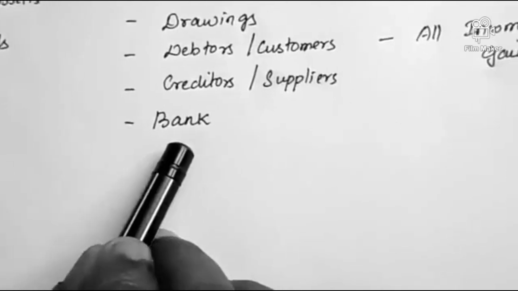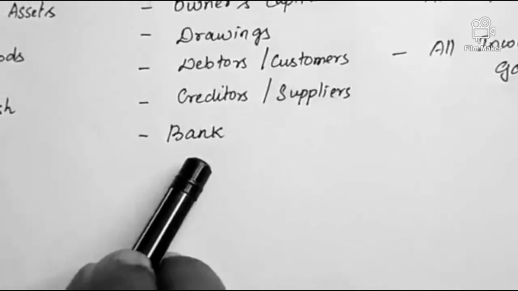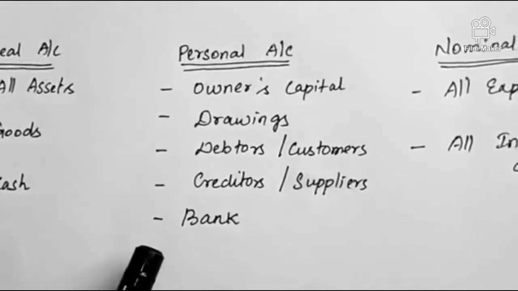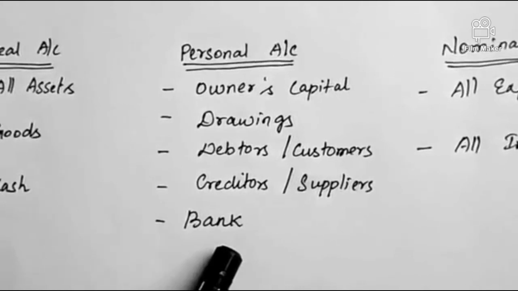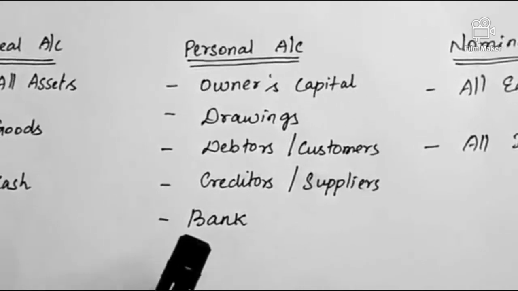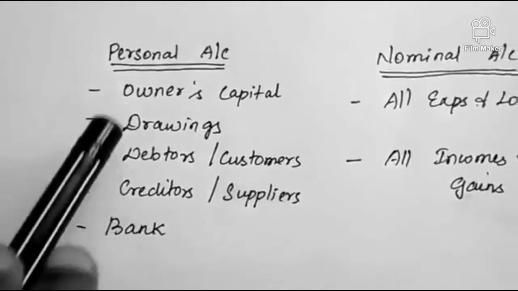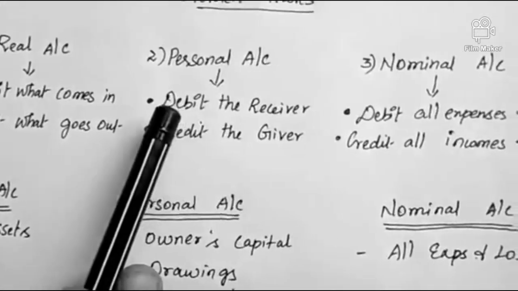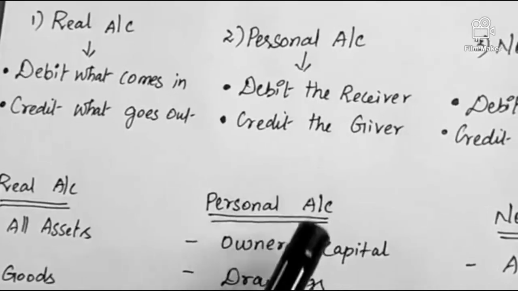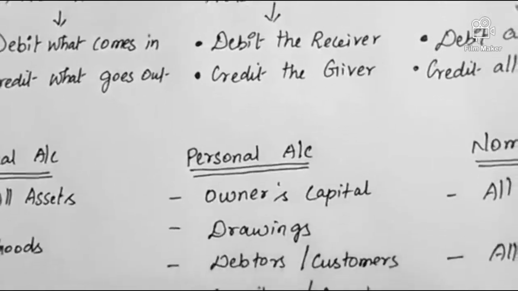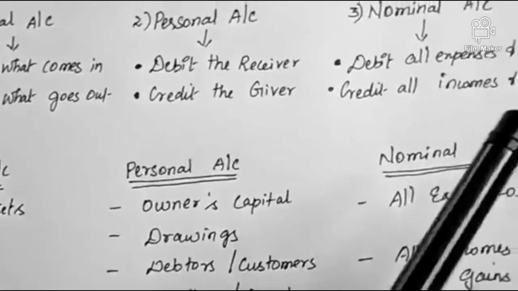And the last one is bank. Nowadays bankers play a very important role on behalf of the company. The banker makes payments to suppliers and receives amounts from customers on behalf of the company. So bank is also an artificial person which comes under personal account. Just see the rule: personal account rule is debit the receiver, credit the giver. According to this rule, you can easily identify whether a particular transaction is debit or credit. And the third one is nominal account.